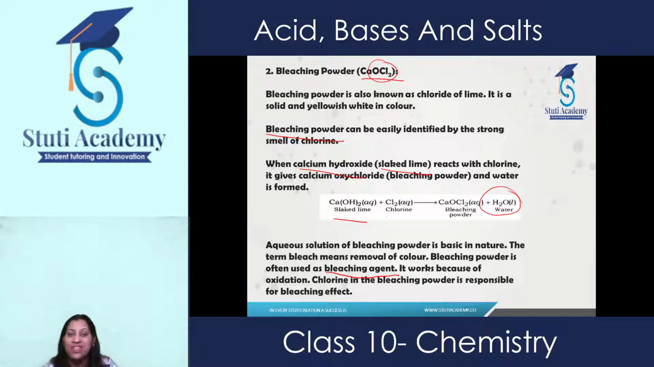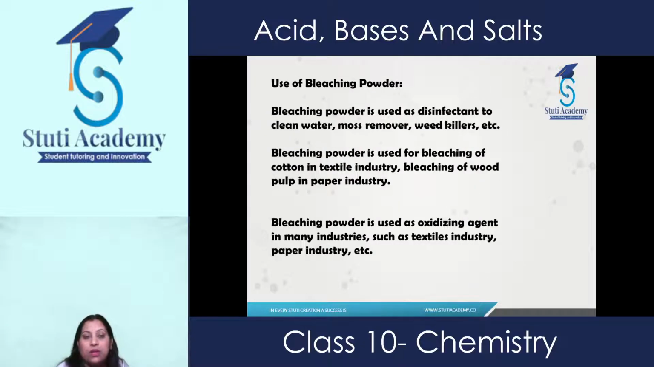Because when we leave it, it oxidizes. So it undergoes oxidation. Oxidation means oxygen is added to it. Due to the process of oxidation reaction, it acts like a bleaching agent. And chlorine is responsible for this bleaching powder to act like a bleaching agent. Due to the presence of this chlorine, it has this bleaching effect. And this bleaching powder is used as a disinfectant, stain remover, weed killer. It is used for bleaching of cotton in textile industries, then wood pulp in paper industry. It is used as an oxidizing agent in textile industries and paper industries. So these are the uses of bleaching powder.